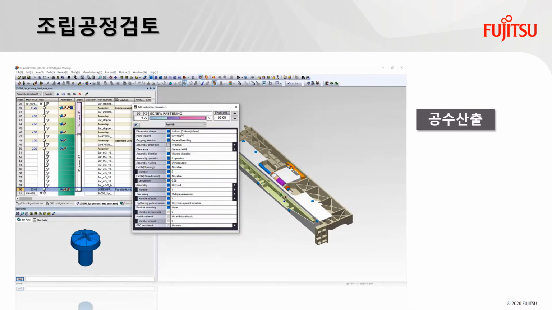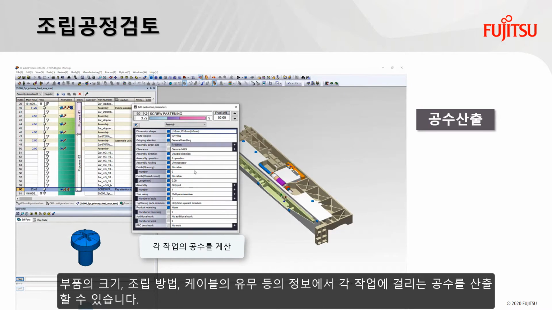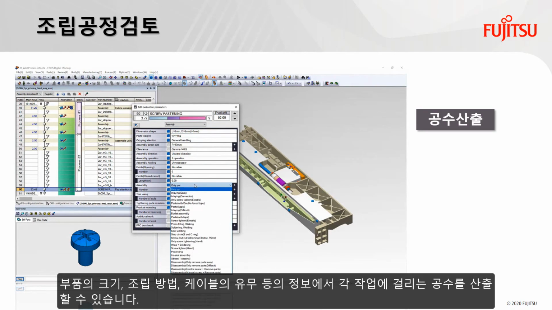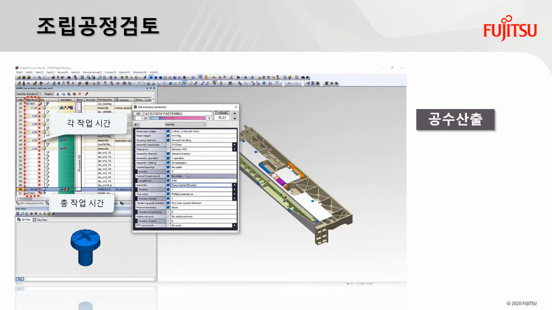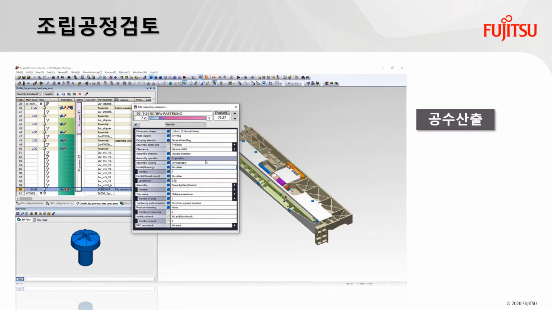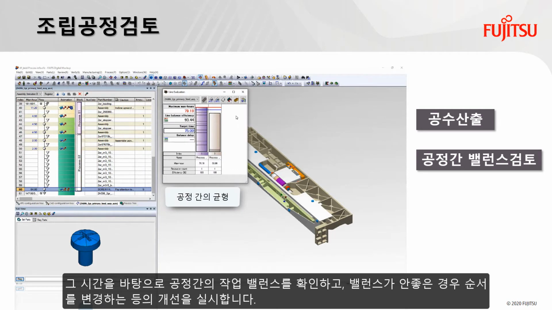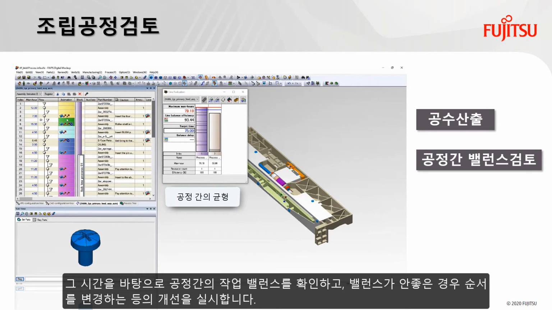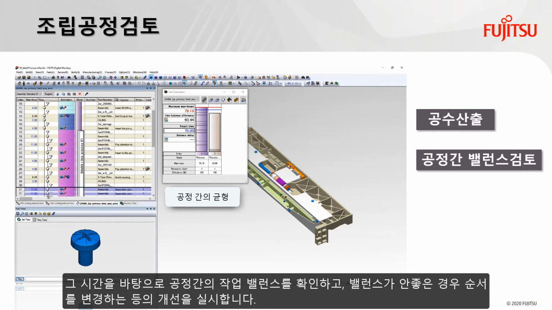The man-hours required for each work can be calculated from information such as the size of parts and assembly method. Based on that time, check the work balance between processes, and if the balance is not good, make improvements by changing the procedure.